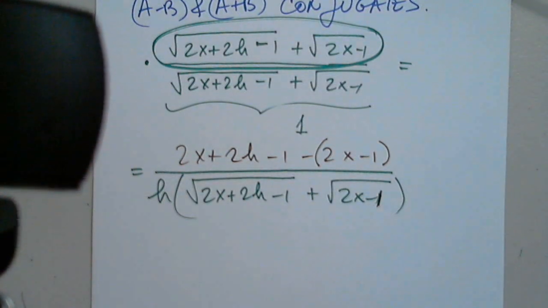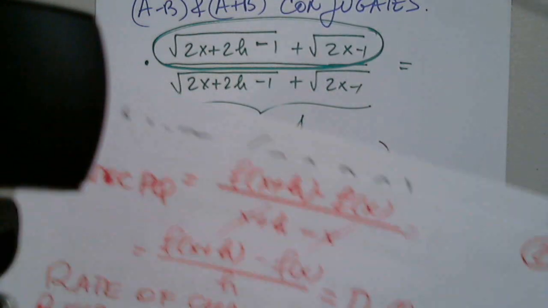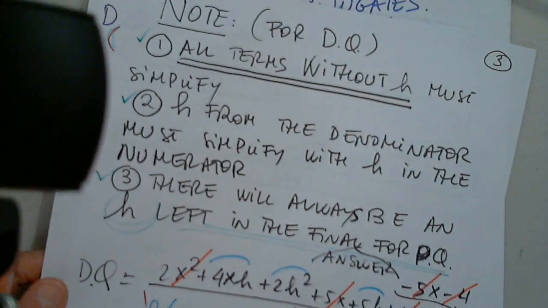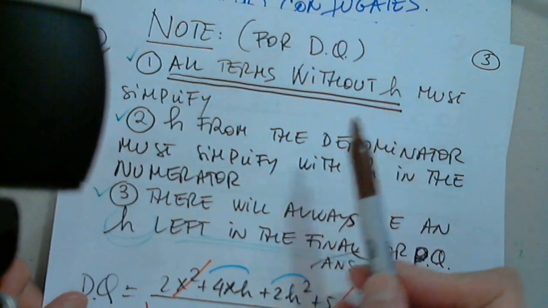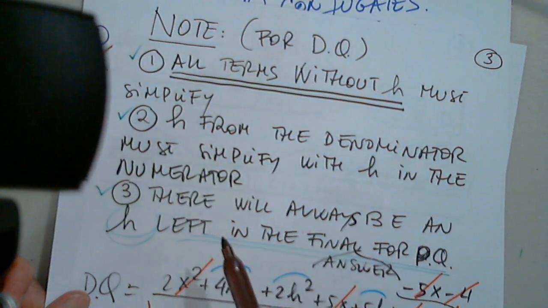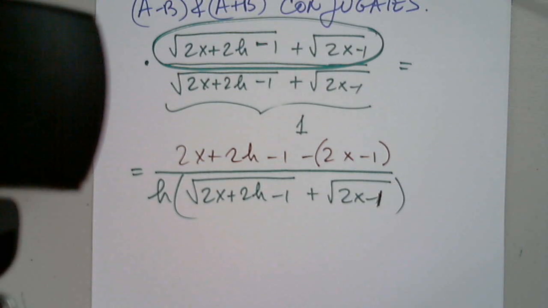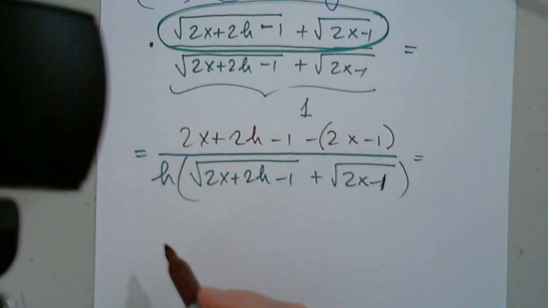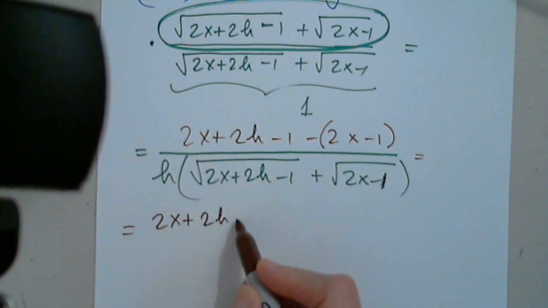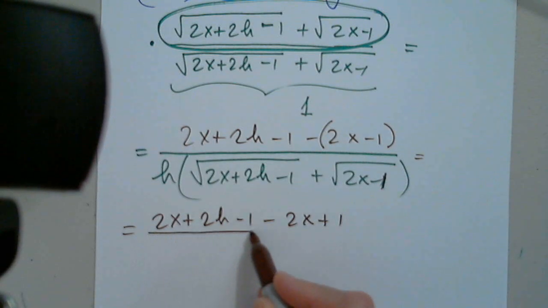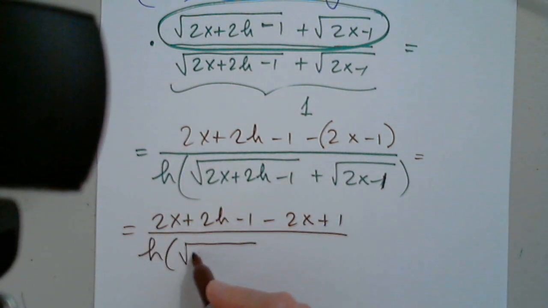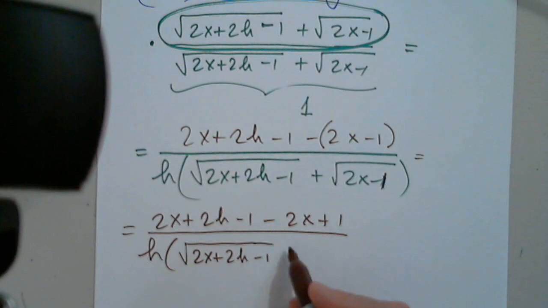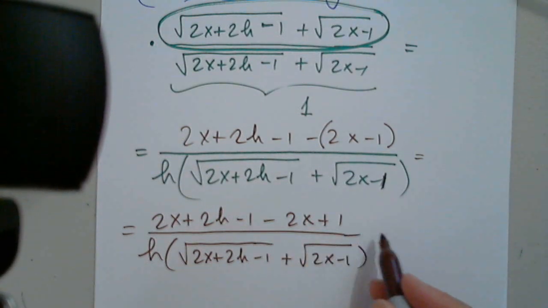Okay, perfect. So now back to our rules. We have 3 rules for any difference quotient. All terms without h must go away. The h from the denominator has to go away, and the answer must have an h left in it. Otherwise, something is wrong, and I have to start from scratch. So I will distribute first. 2x plus 2h minus 1 minus 2x plus 1, over h times the square root of 2x plus 2h minus 1 plus the square root of 2x minus 1.